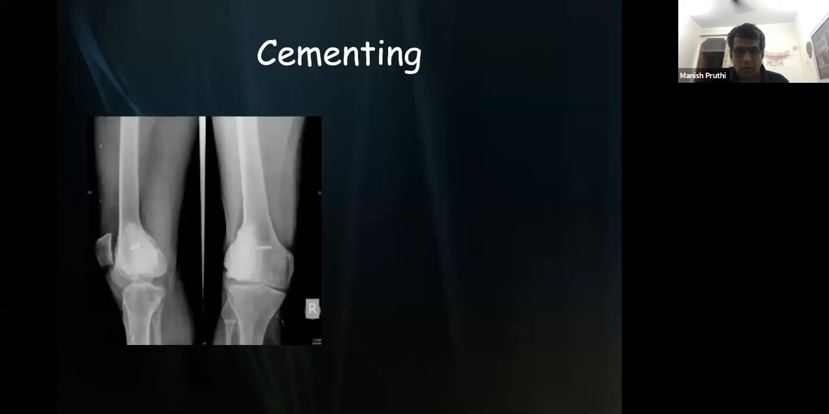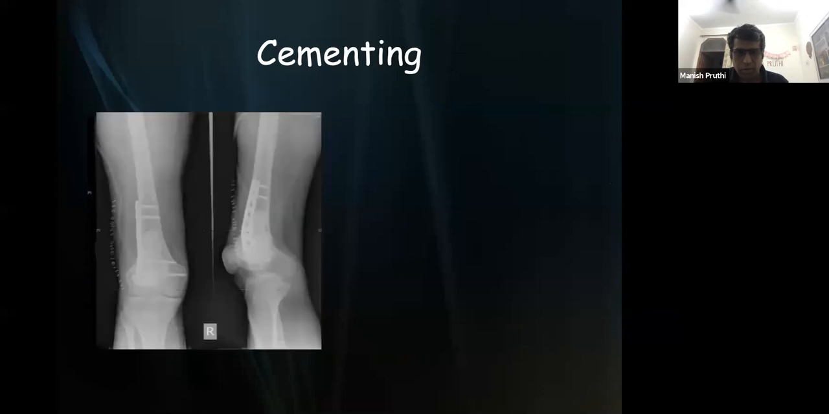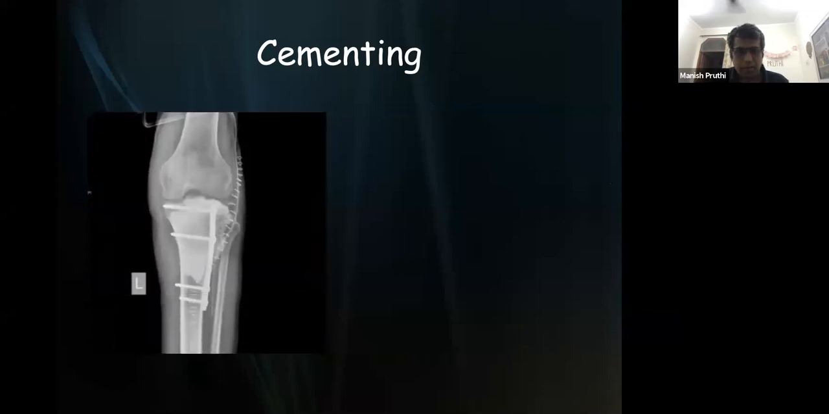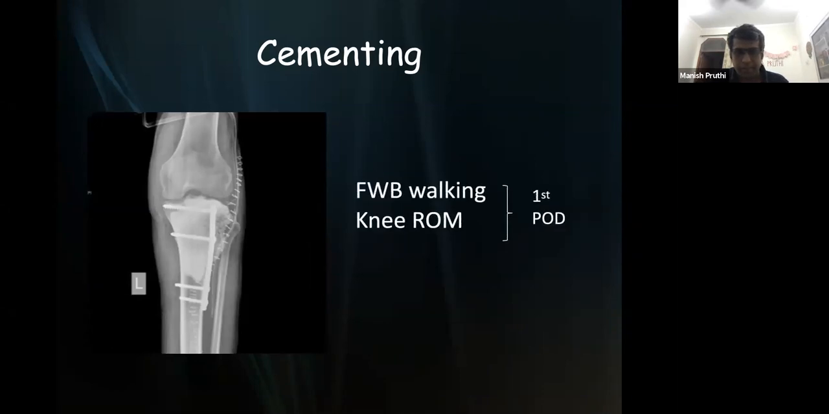Like we can use bone cement, as you can see in this case, with a small screw. We can use bone cement with a plate. And this is a similar situation in the proximal tibia using bone cement and a plate. The advantage of using cement and fixation is we can start immediate mobilization of the patient, like the patient starts full weight bearing walking and knee range of movement from day one. That is the advantage of using bone cement and fixing.